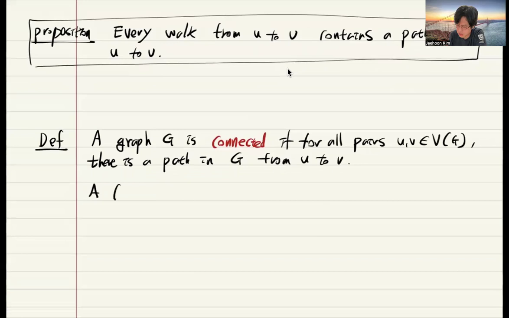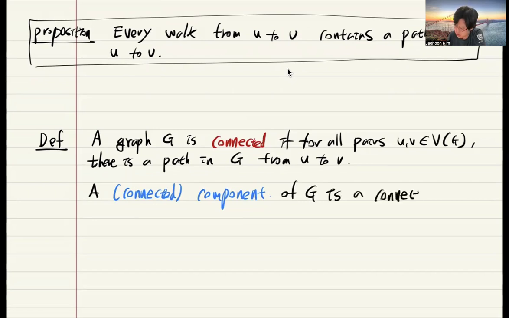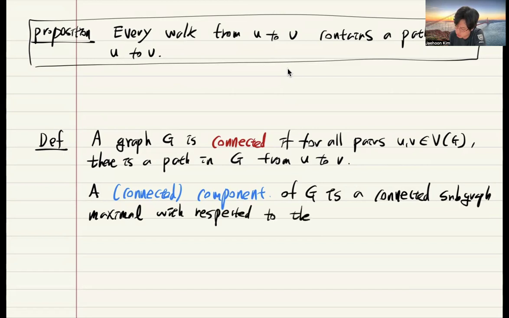And especially we say that a component of G, or sometimes to be more specific, a connected component of G, is a connected subgraph which is maximal with respect to inclusion.